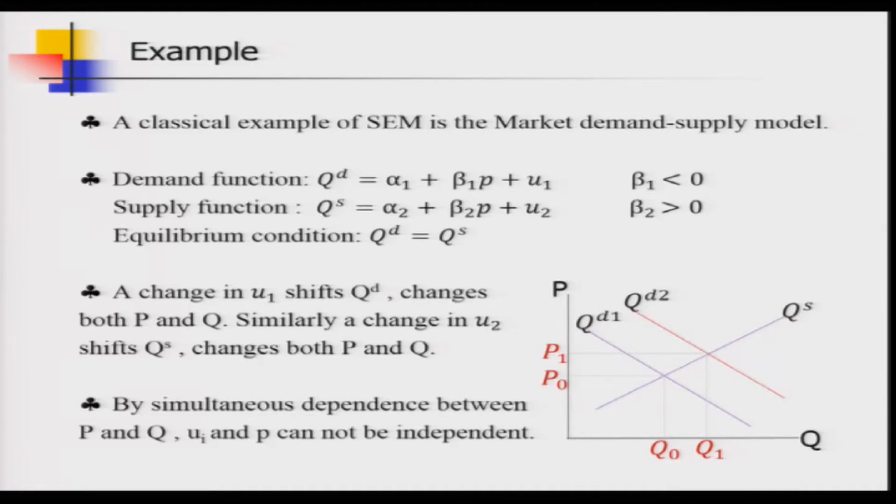So, the crux, the main point in a nutshell, is that because of the simultaneous dependence between price and quantity for a commodity, these random errors ui and the price p cannot remain independent. If there is a correlation between the market price, which is the explanatory variable in your regression equation, and the error term ui, then the exogeneity condition breaks down.